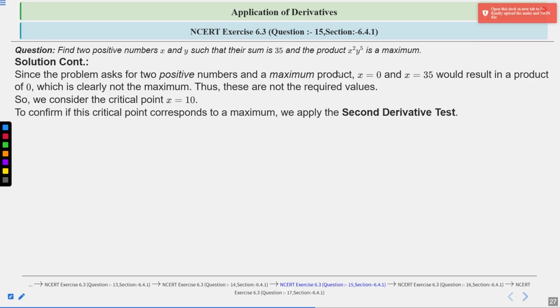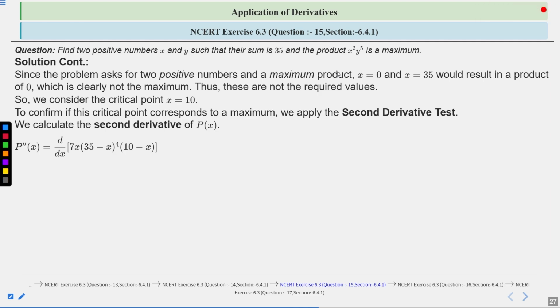To confirm if this critical point corresponds to a maximum, we apply the second derivative test, okay? Now we calculate the second derivative of p x. How can we calculate? P double dash x will be equal to d upon dx of 7x into (35 minus x) to the power 4 into (10 minus x), right? Clear?